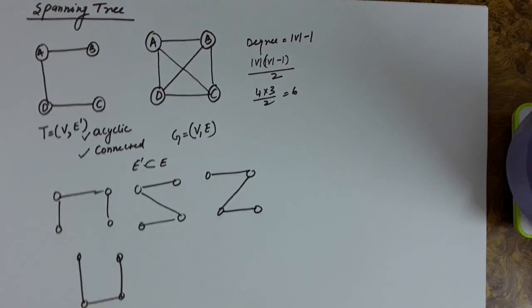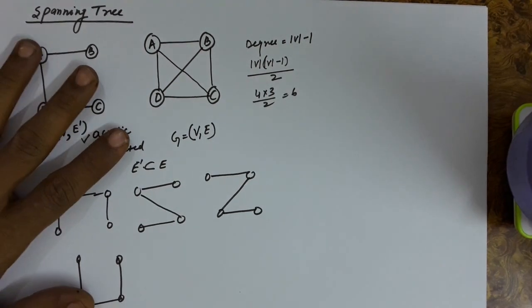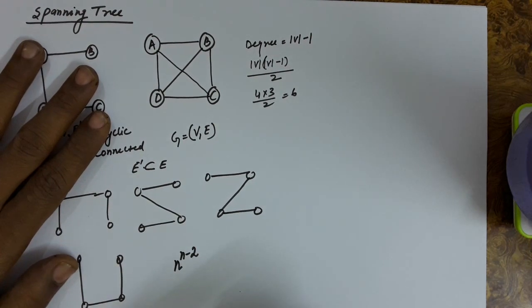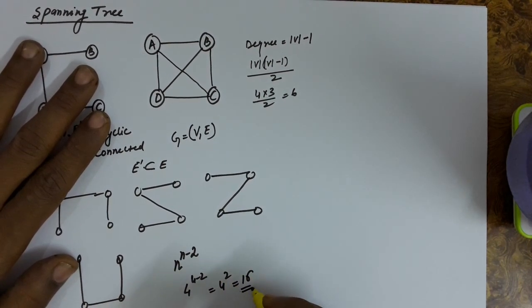So if you want to find out how many spanning trees there will be in totality, then the formula for that is n raised to the power n minus 2, where n is the total number of vertices. For this graph it will be 4 raised to the power 4 minus 2, which means 4 squared, which means 16. So the total number of spanning trees possible for this graph will be 16.